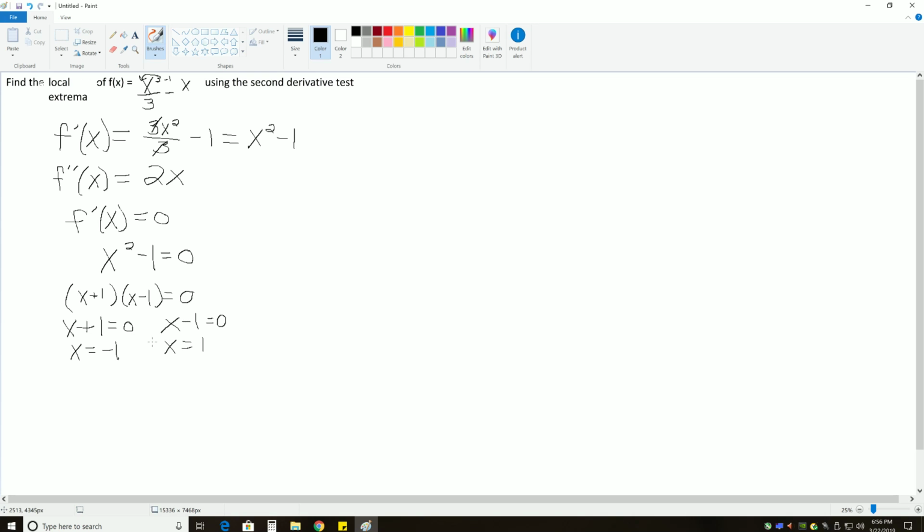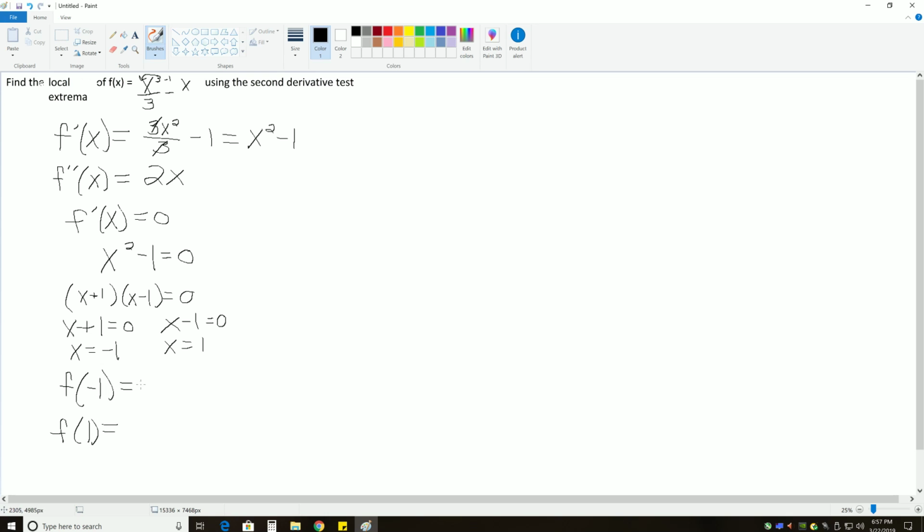Once we've done this, we now need to make sure that these are critical numbers, because as of right now, they are partition numbers. So to find out if they're critical numbers, we go back to the original function, x cubed over 3 minus x, and we plug them in. So we're going to find f of negative 1 and f of positive 1.